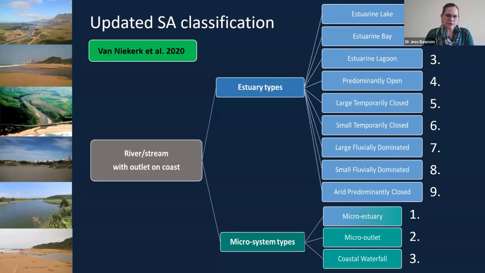And then we've also included the category for arid, predominantly closed systems, which are like that last one that I showed you, where it's basically a riverbed full of sand until those rare occasions when the water flows. But then we also have some really unique systems where, because of high levels of rainfall in certain areas, you get these very short, very small systems known as the microsystems, where a freshwater body meets the ocean. And these are known as microestuaries, micro outlets, or coastal waterfalls. And they're a lot smaller.